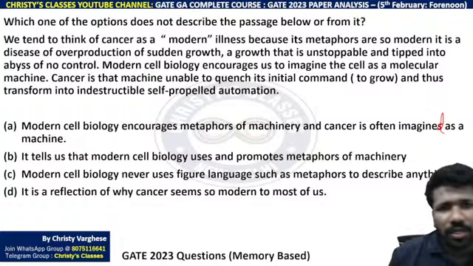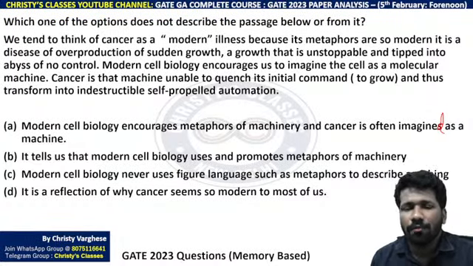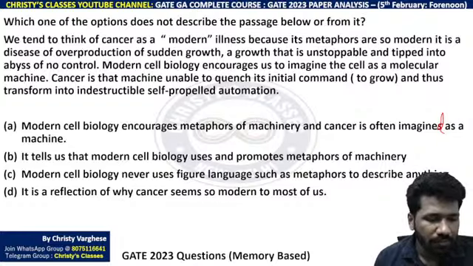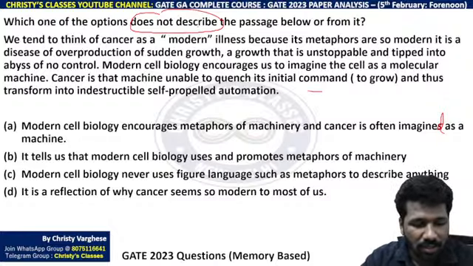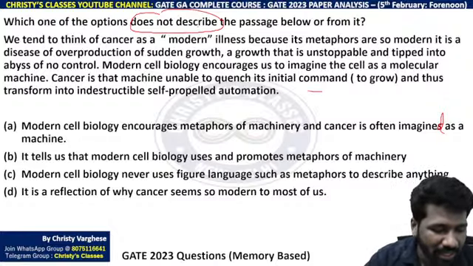So which one of the options does not describe the passage below, or is not from it? That means from the passage, which one of the following is not given? Not given is mentioned. The word "not", I always tell you in a hurry, don't miss the keywords, because there is a high chance.